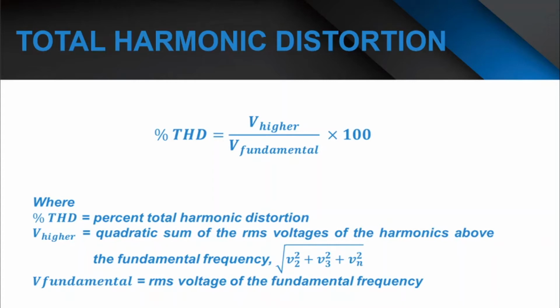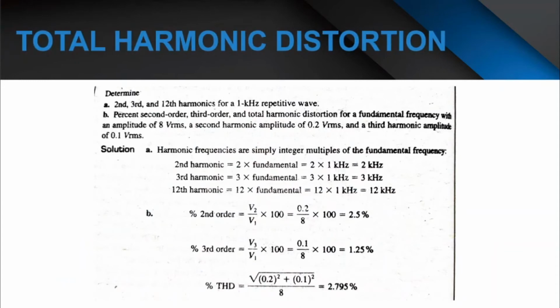So, kung ilan man yan, halimbawa, 5. So, halimbawa, 5 yung voltages na meron ka. So, to solve that, we use the square root of V sub 2 squared plus V sub 3 squared plus V sub 4 squared plus V sub 5 squared. So, yun yung gagamitin. So, and while the V fundamental is equal to the RMS voltage of the fundamental frequency. So, for the total harmonic distortion, this is an example problem.